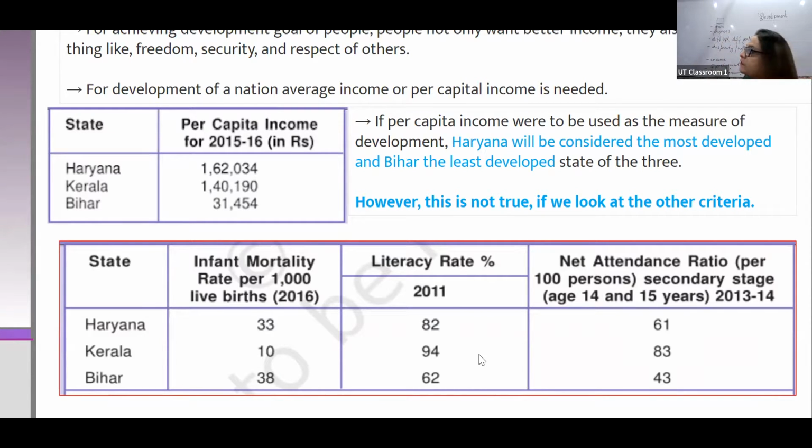So for achieving development goals, people not only want better income, they also want non-material things like freedom, security, and respect of others. So what do people want? Income. Yes, they want. This is material. But what are the other things that they want? Freedom, security, and respect. These are some of the things, there are many more. So you need freedom, security, and respect, etc. So these are abstract or non-material things.